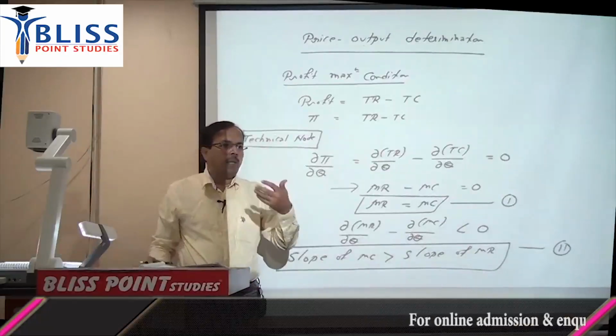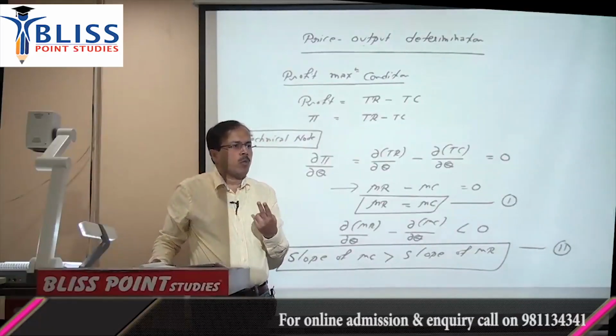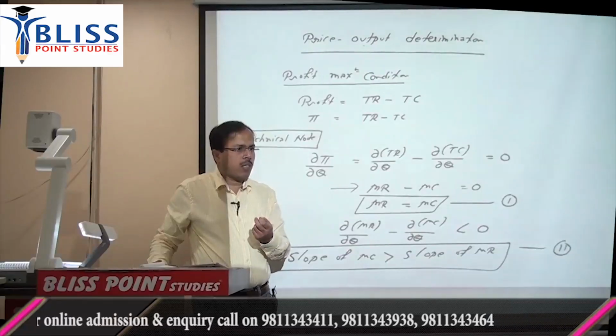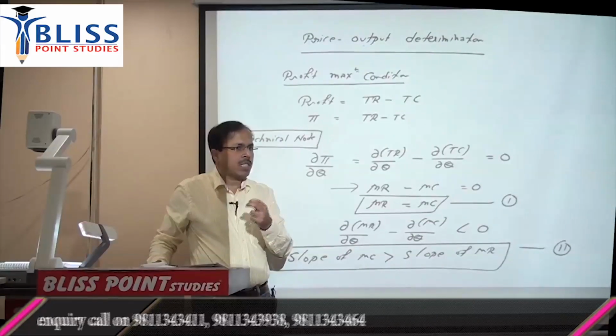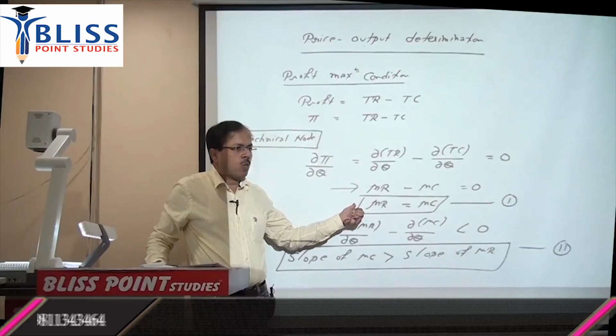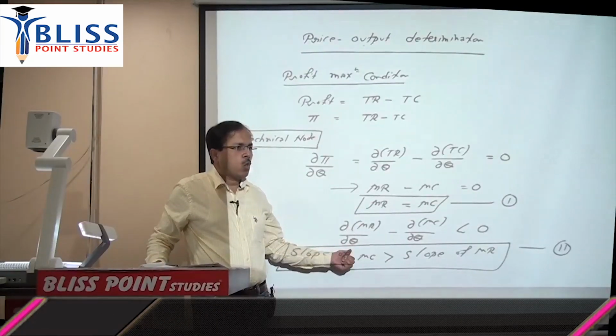So what do you have to write in paper? Actually in paper you have to use only one sentence. The profit of firm gets maximized when the following two conditions are satisfied. First, MR equal to MC. Second, slope of MC greater than slope of MR.